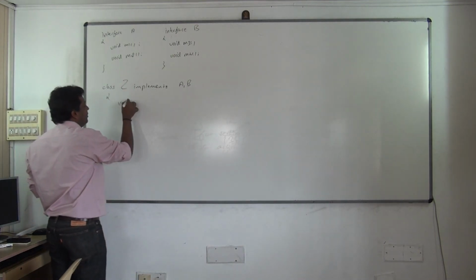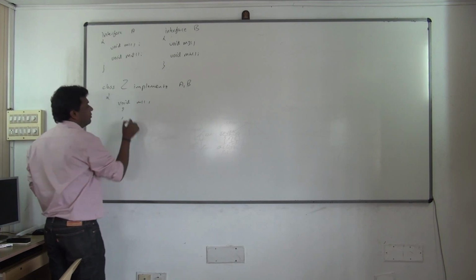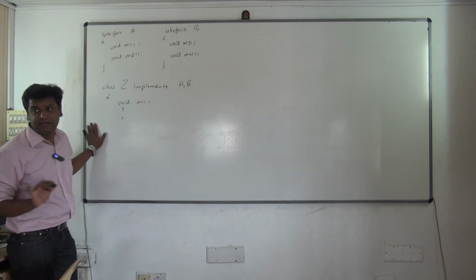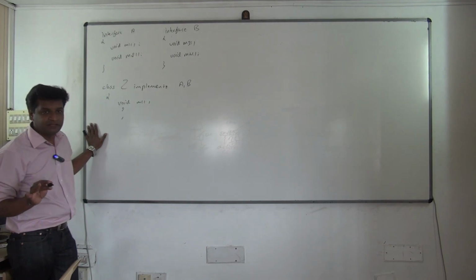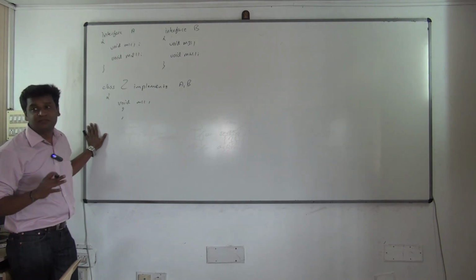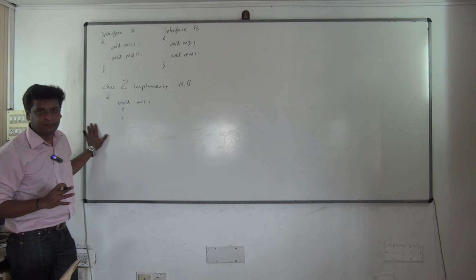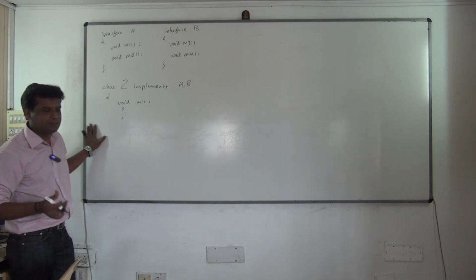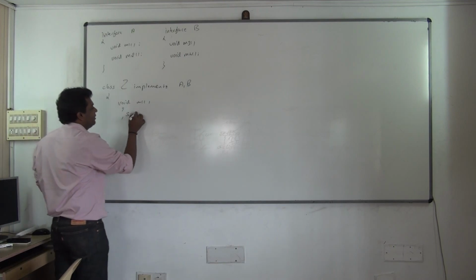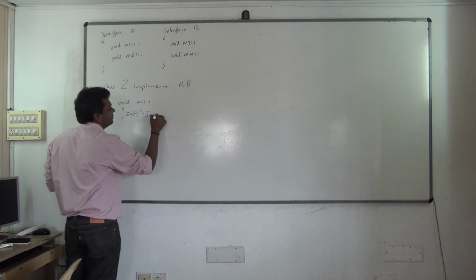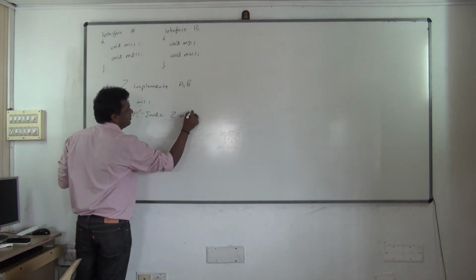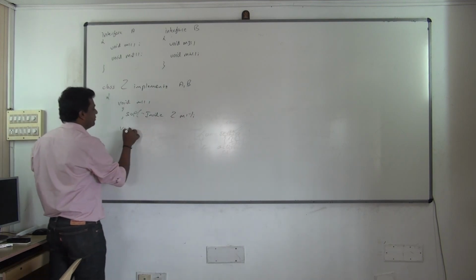Class Z, it will implement now. So mandatory, it has to override what? All the methods. Mandatory. Else this class becomes what? Abstract class. It becomes partial implementation. It is not implementing all the methods, it becomes partial implementation. As simple as that. So I can write SOP inside Z M1 and void M2.